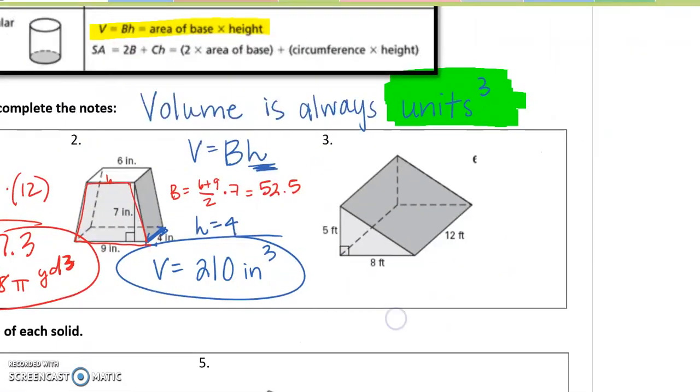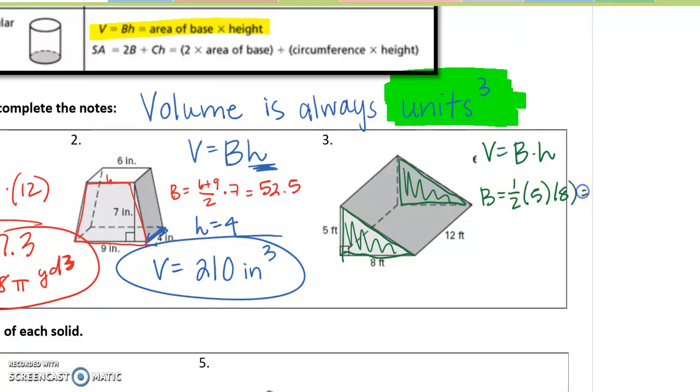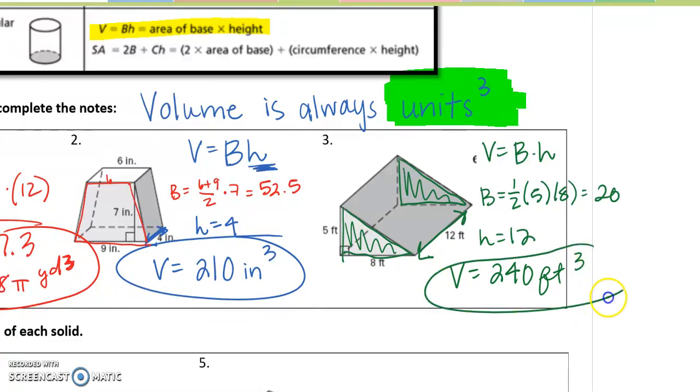Number 3, let's keep going. Volume equals area of the base times the height. My bases here would be the front and back triangles. Again, the bases are the two opposite congruent faces on a prism. So the area of that base, for the triangle, is 1/2 times 5 times 8, or 20. And the height, the distance between the two bases, will be 12. So 12 times 20 gives me a volume of 240 feet cubed.